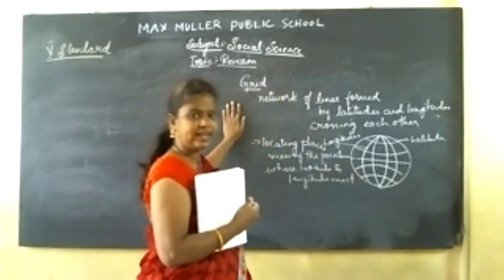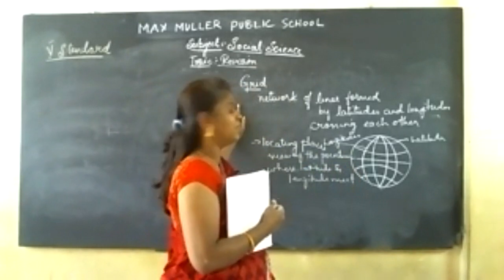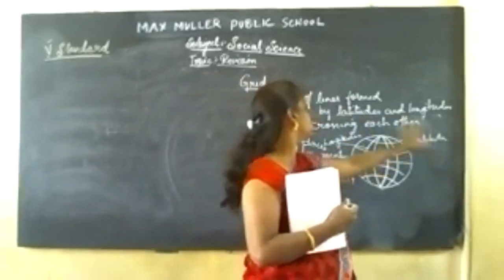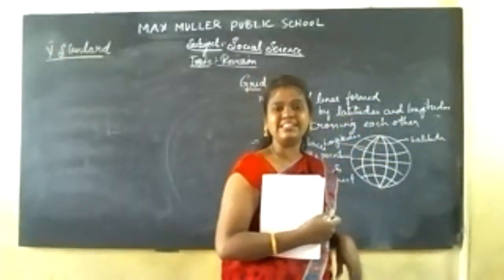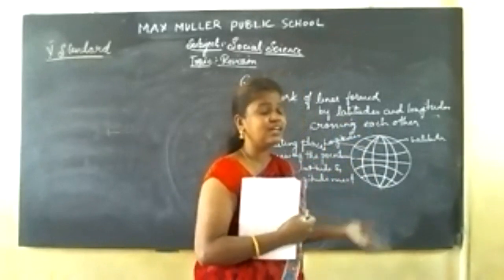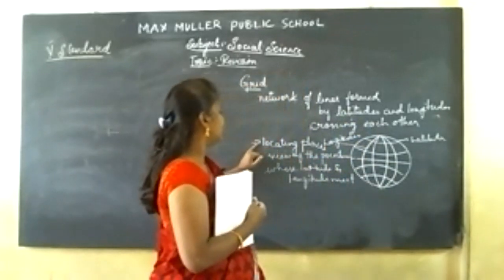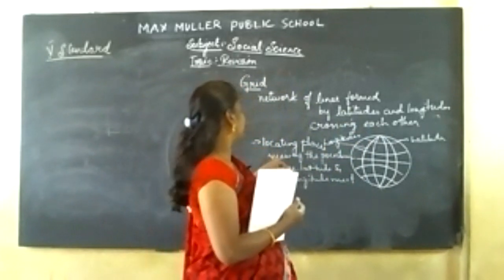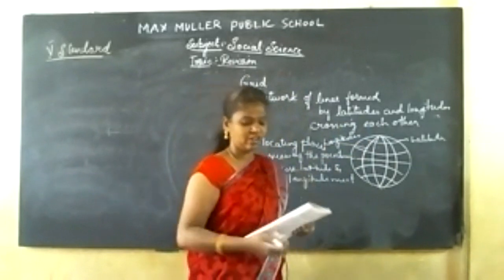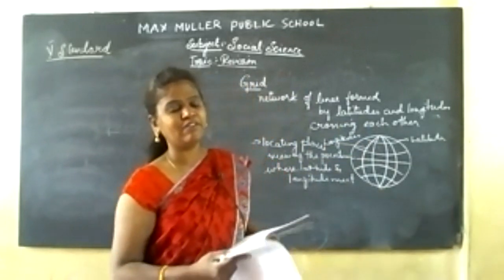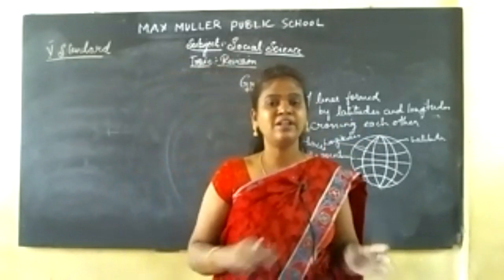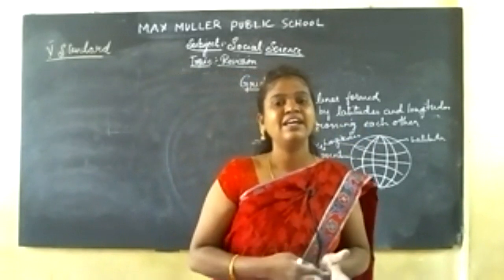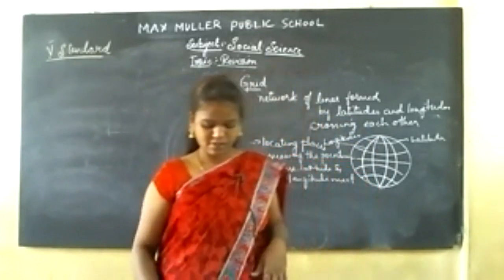So again, I'll tell you what is a grid and how the grid helps. Grid is a network of lines formed by latitudes and longitudes crossing each other. So this is called a grid. What is the help of the grid? Grid helps us in locating places, by viewing the point where latitudes and longitudes meet. We can give out the places where the latitude and longitude pass through, and you can locate the places easily by using a grid. Next question.